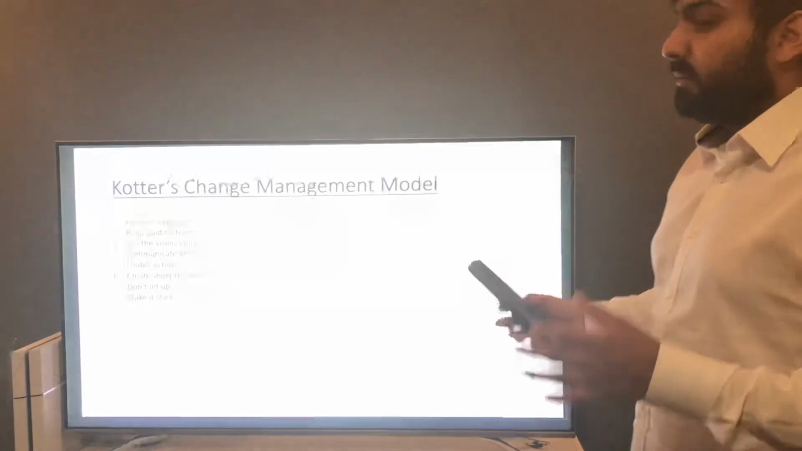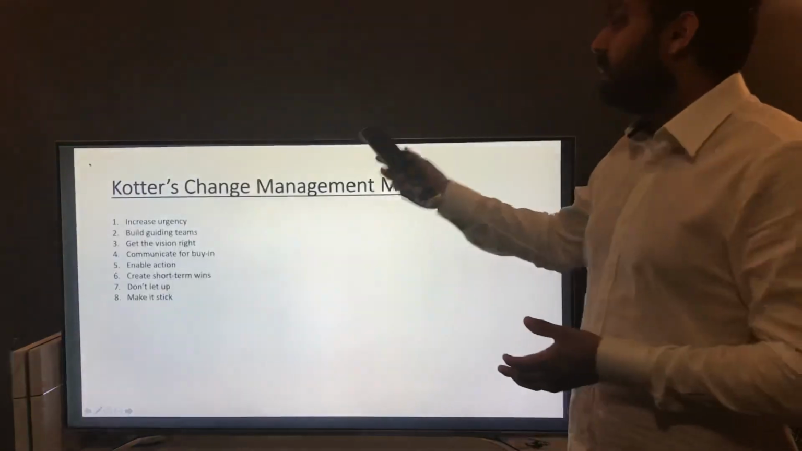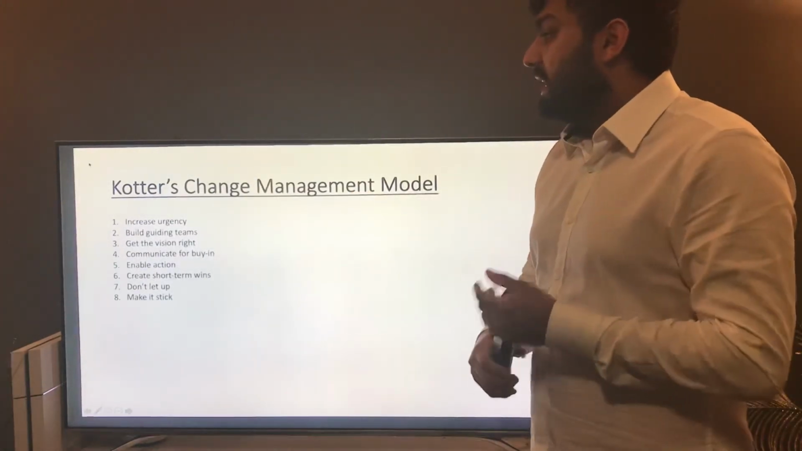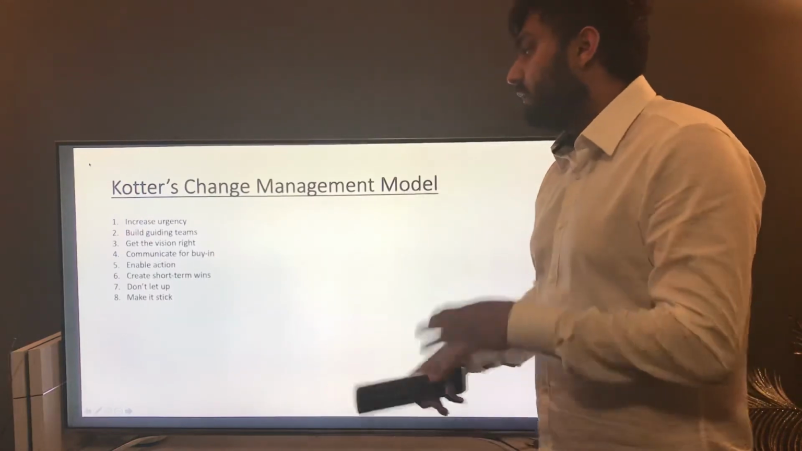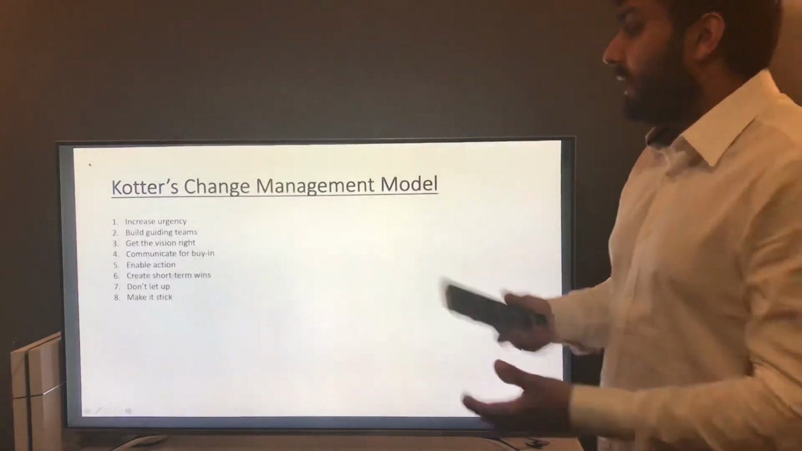So lastly, we will be talking about Kotter's change management model. To bring about change, which is constant, we need to follow Kotter's change management, which has 8 key points: increase urgency, build a guiding team, get the vision right, communicate for the buy-in, enable action, create short-term wins, don't let up, and make it stick.